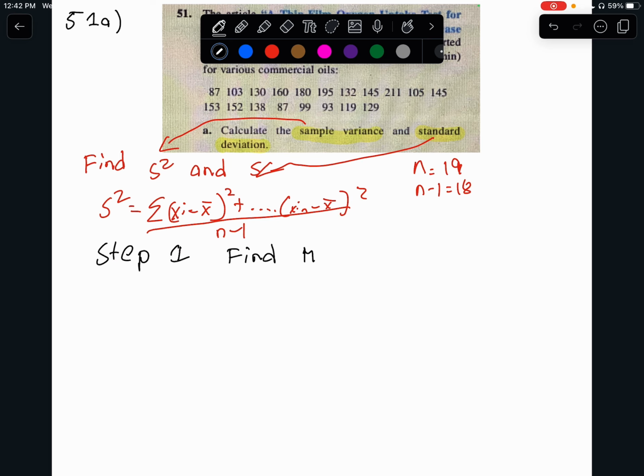Step one, find our mean, or x-bar value. To find our mean, we have to do the sum of all the values divided by n. So the sum of x divided by n, which will equal, we have 87.